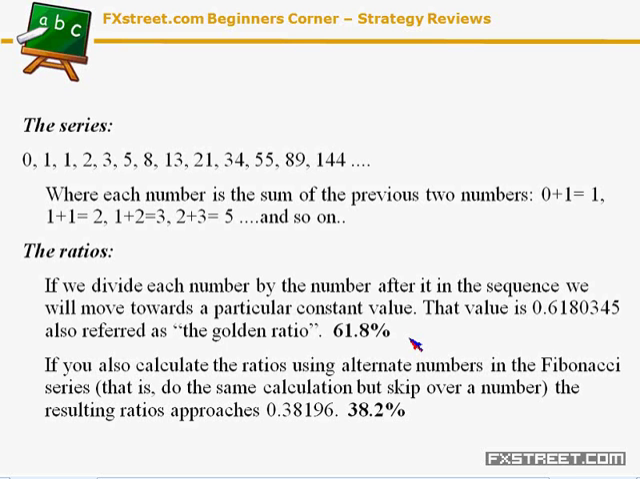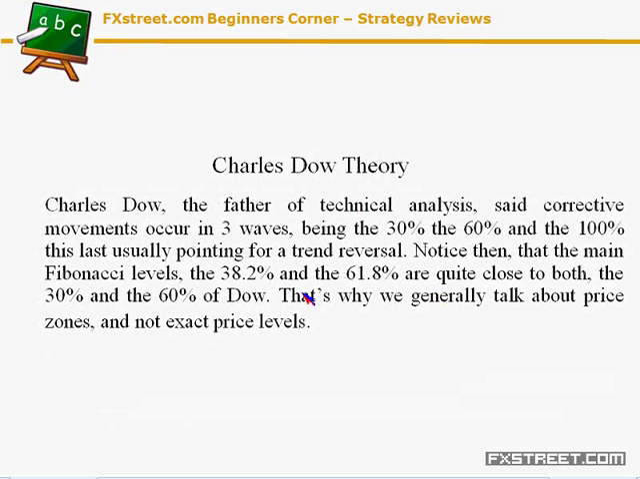If you also calculate the ratio using alternate numbers, right, 3, 8, 5, 13, 8, 21, right? 13, 34, keeping one number over. There are certain ratios that tend to approach 38.2, which is the second important ratio we use in Fibonacci. In technical trading, in fact, these two figures are widely used to predict market movements, right? 61.8 and 38.2. I would like to add something on my own here, and that is Gauss theory.